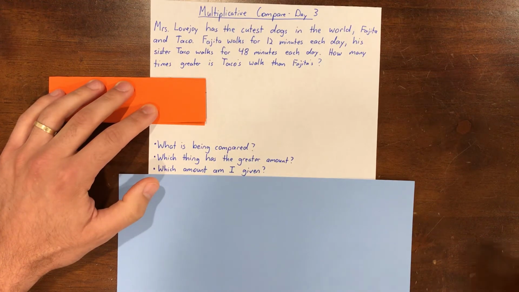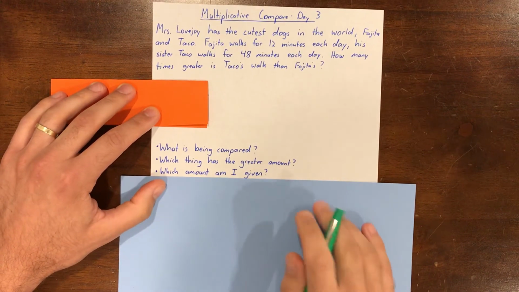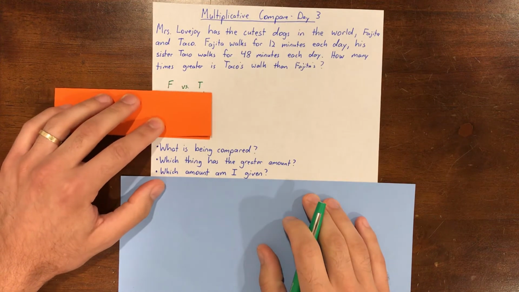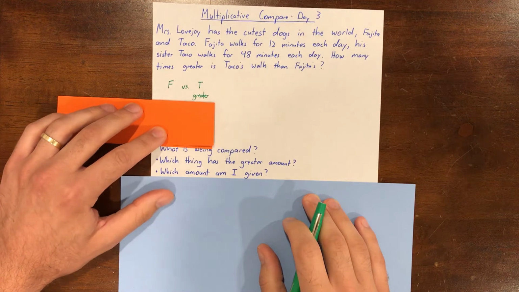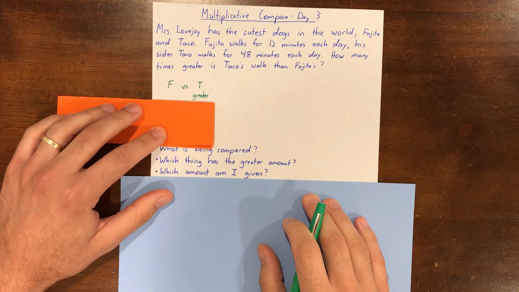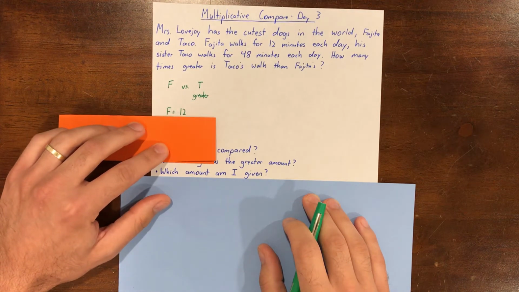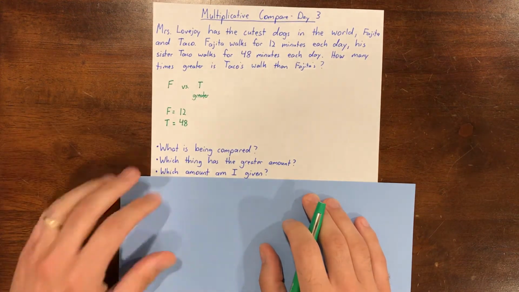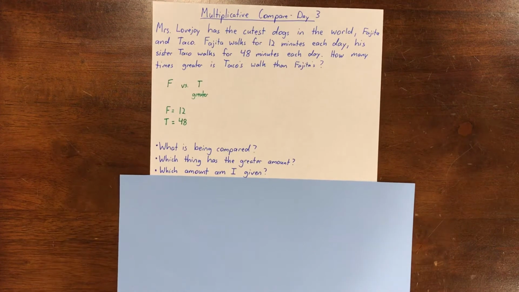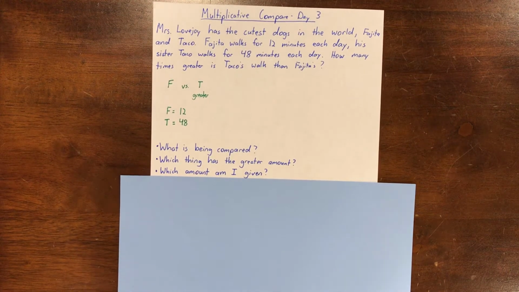When you use these thinking questions, you jotted that we're comparing Taco and Fajitas walk, that Taco has the greater amount, and that we are given both Fajita and Taco's amount. That's interesting because in this comparison, we know both the larger and the smaller amount. So knowing all this, how could we represent this problem if we wanted to use a tape diagram?